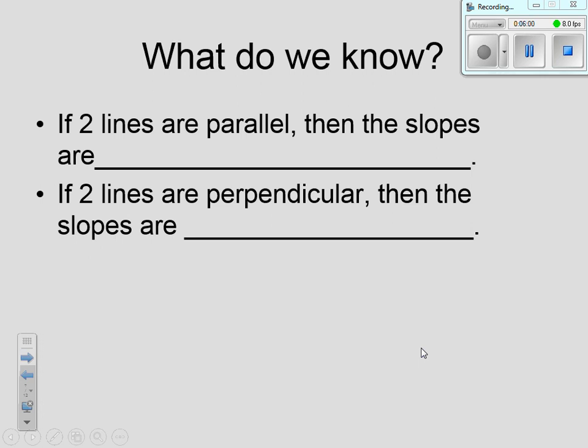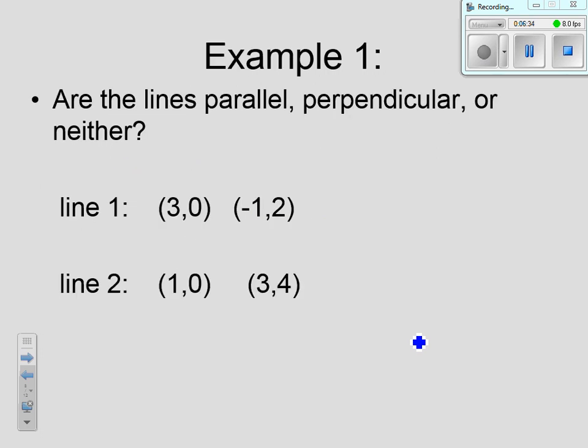So what do we know again about slopes? With parallel and perpendicular lines, we know if two lines are parallel, then their slopes are exactly the same. And if two lines are perpendicular, then the slopes are opposite, and what we call opposite and reciprocal. So they're opposite in signs and reciprocals of each other. Another way of saying that is also negative reciprocals. So let's do an example of one.